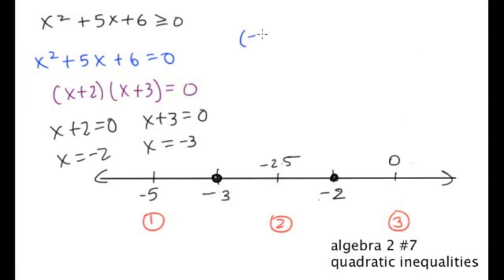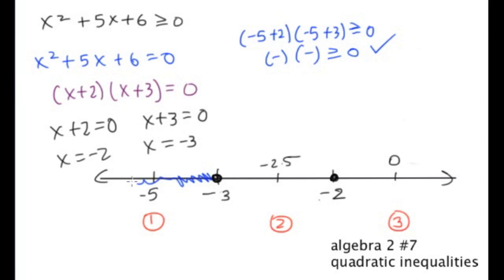For negative 5, we can just substitute negative 5 plus 2 times negative 5 plus 3, greater than or equal to 0. This is going to be a negative number, and this is also going to be a negative number, right? And a negative times a negative is a positive, so we know that no matter what, this is going to be true. Even if it's 0, it's still going to work. So we know that all of this is part of the solution.